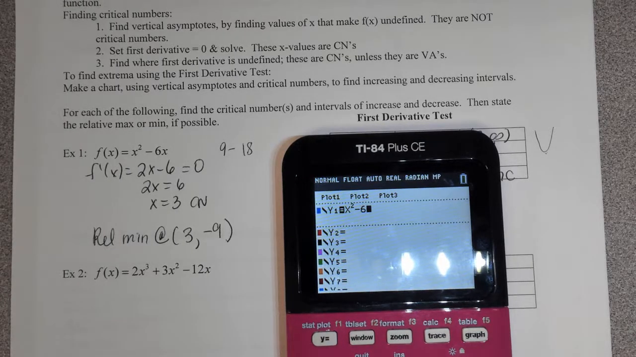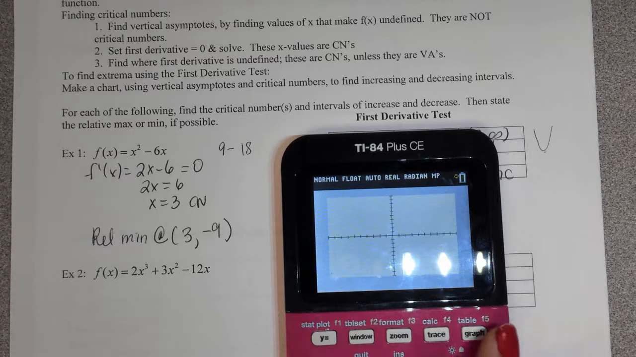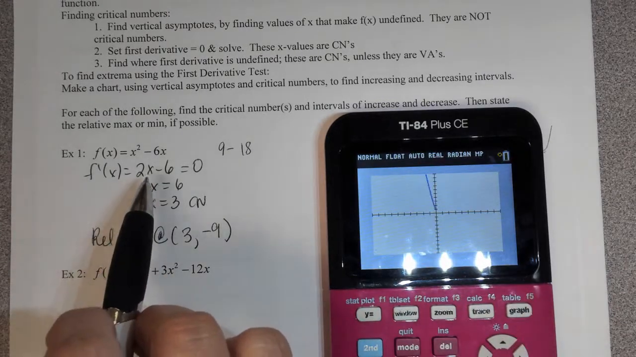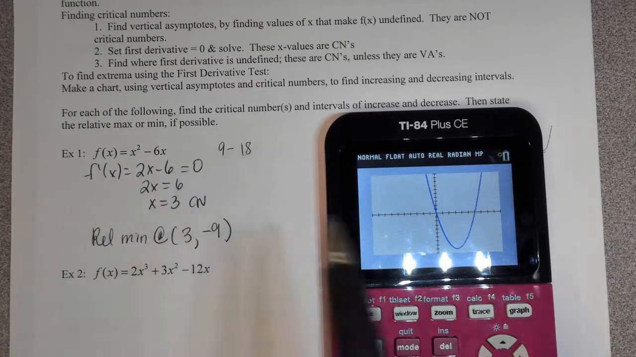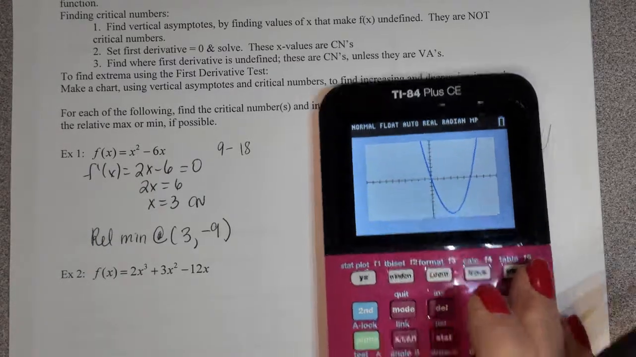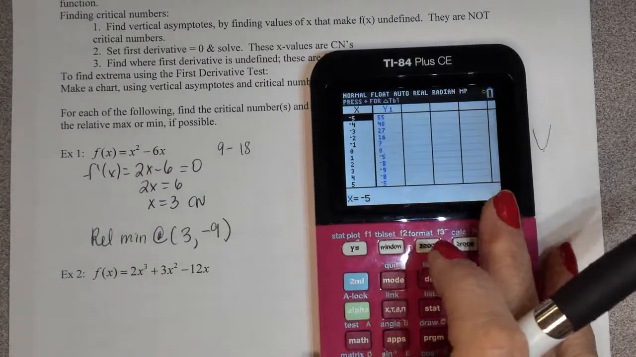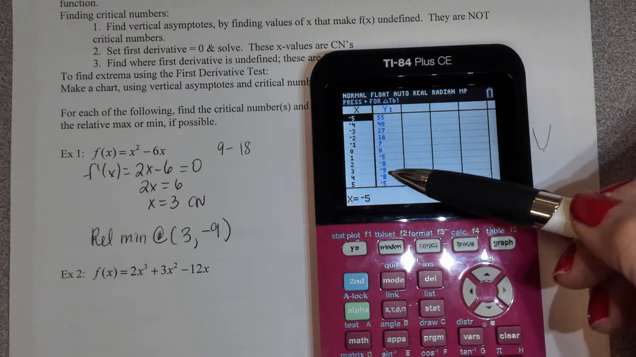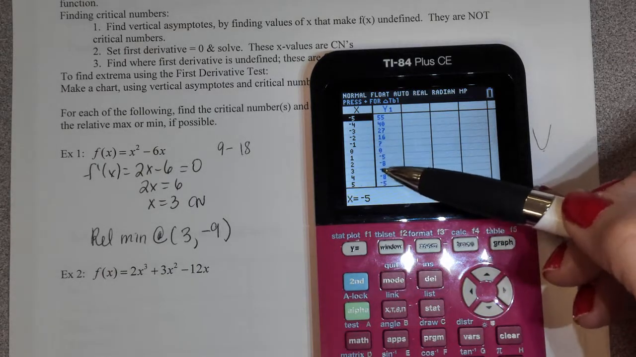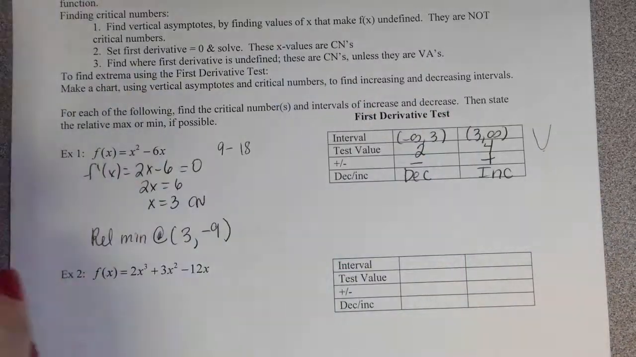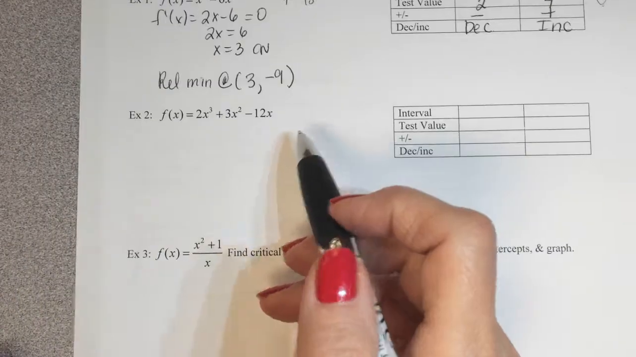X squared minus 6x, we do our zoom 6. I can see that, and I already know that this is a parabola that opens up, and I can see that that minimum's way down there. I could just look at my table and look at 3, negative 9, and I can see that's the lowest value. Negative 9 is the lowest one I've got, so that's my relative min.